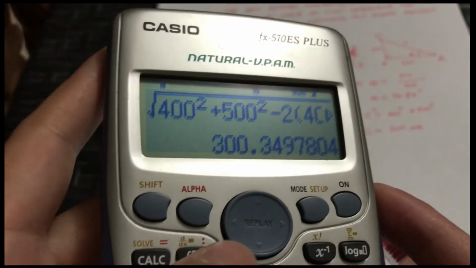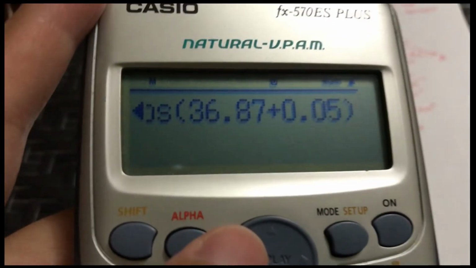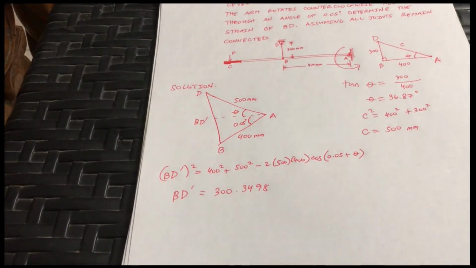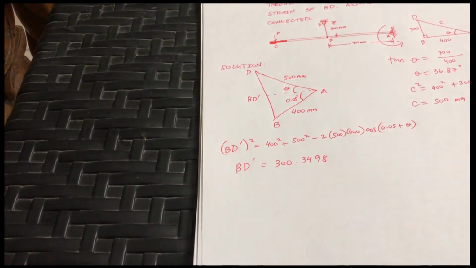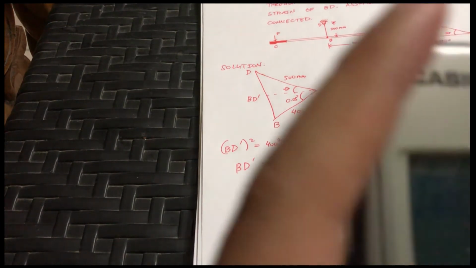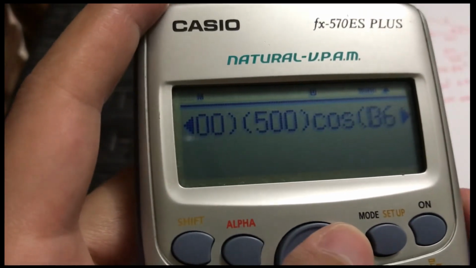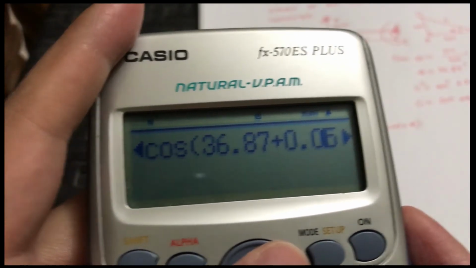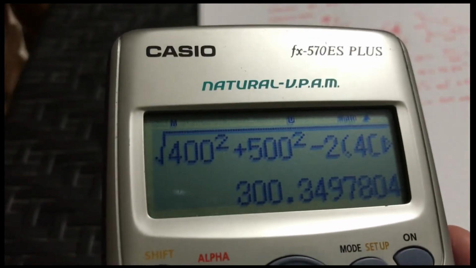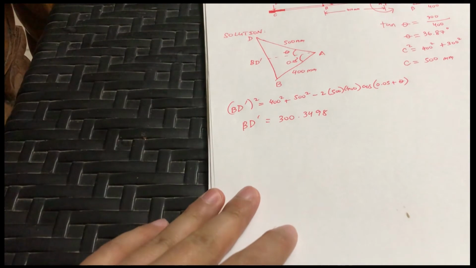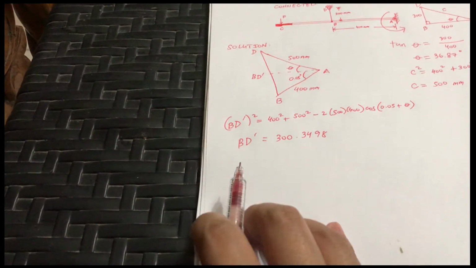So checking for the angle, we have 36.87 plus 0.05. Checking again, 400 squared plus 500 squared minus 2 times 400 times 500 cosine of 36.87 plus 0.05. Okay, 300.3498. Now we have the deformed length of BD.